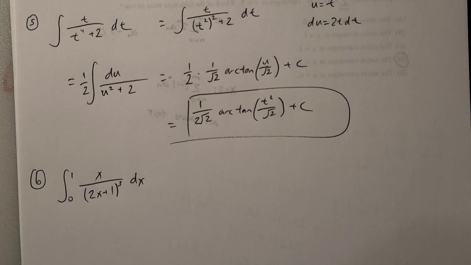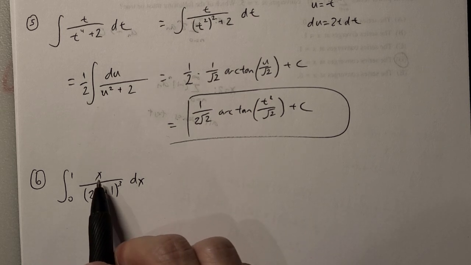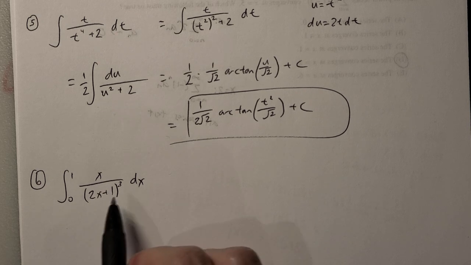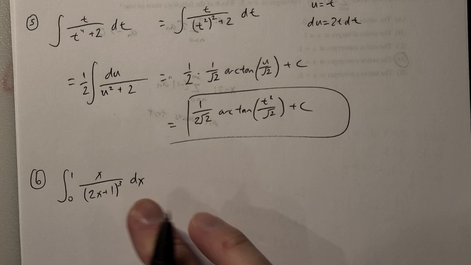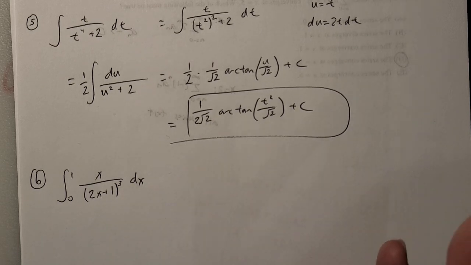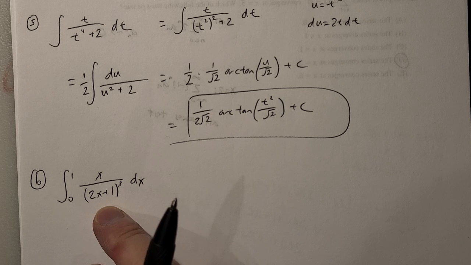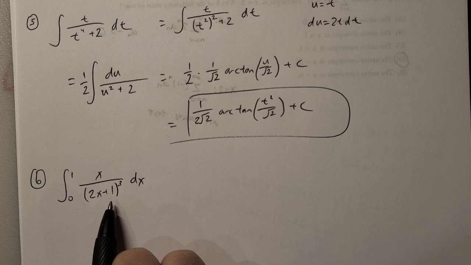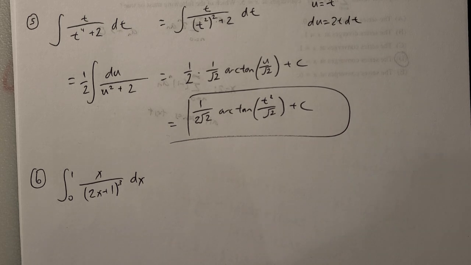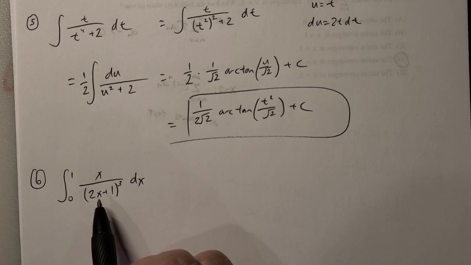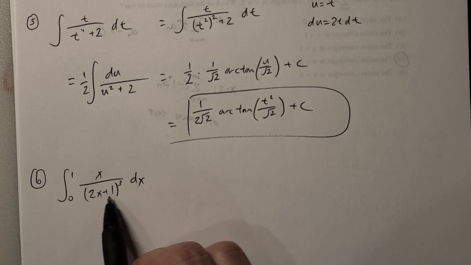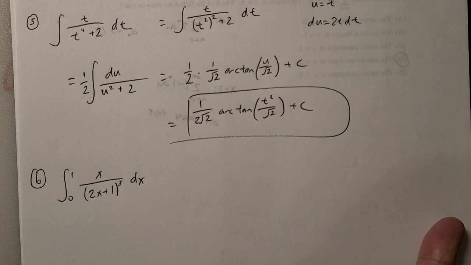Well, let's go down the list again. Is it by parts? If u is x, dv would be 1 over (2x plus 1) cubed. That's not hard to integrate, but it's kind of tedious, so let's hold off on that, and probably not integration by parts. It's not a trig integral, clearly. Trig sub is not like something squared plus something squared, so probably not that. Partial fraction decomposition probably is not that either, because these are linear terms, so maybe it could work, but I probably wouldn't do that.